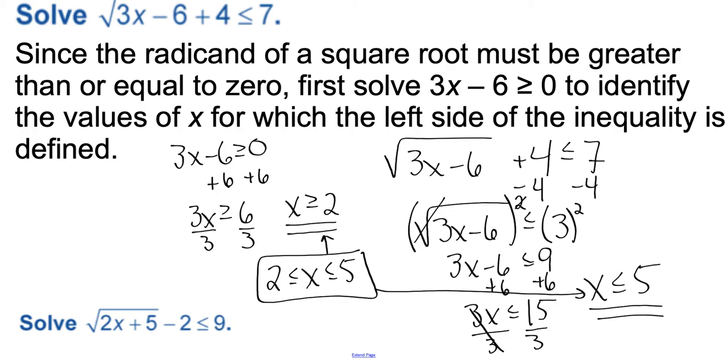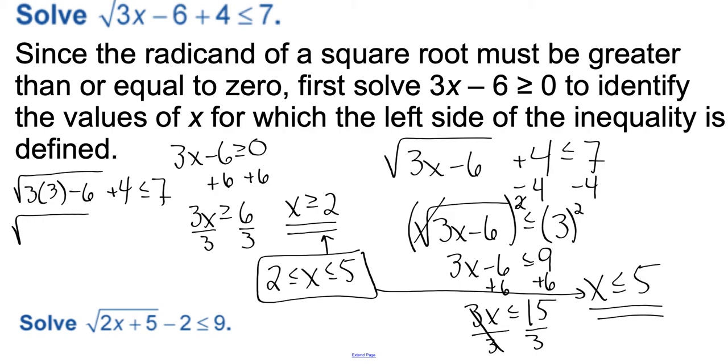So to check one of those, let's check something in between 2 and 5. So let's say we want to plug in 3. It's right in the middle. Okay, let's take that just as a final check. We're plugging in a 3. Okay, so we have square root of 3 times 3 minus 6 plus 4 less than or equal to 7. So you might need to use a calculator on some of this stuff, okay? Just because of the number that I picked, it might not be the best number. We're just going to go with it.